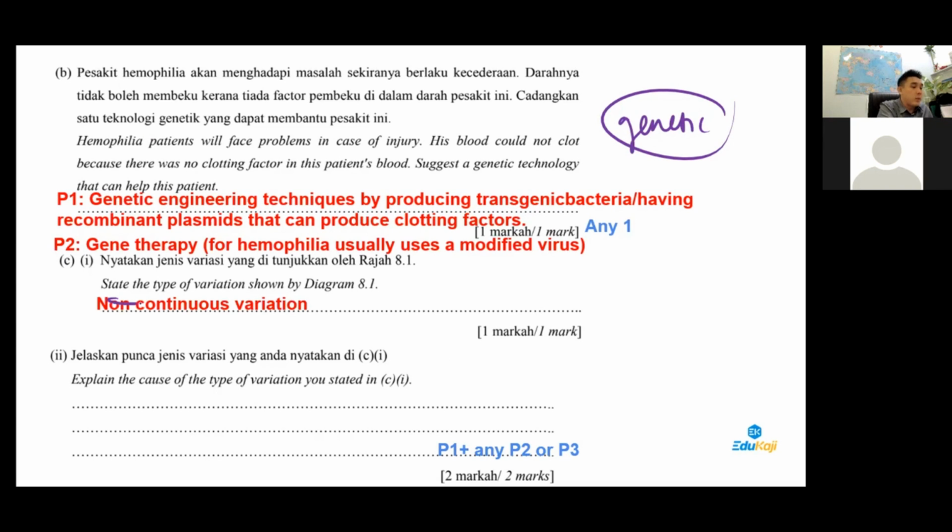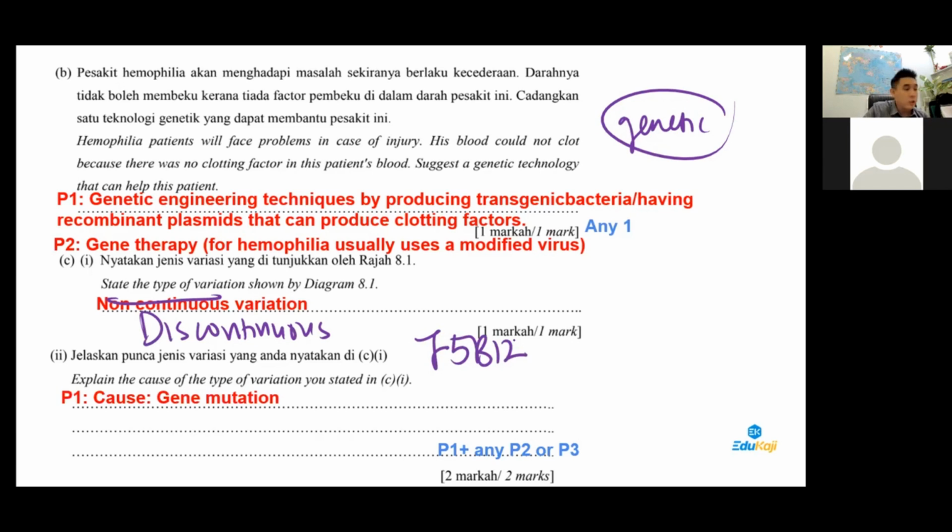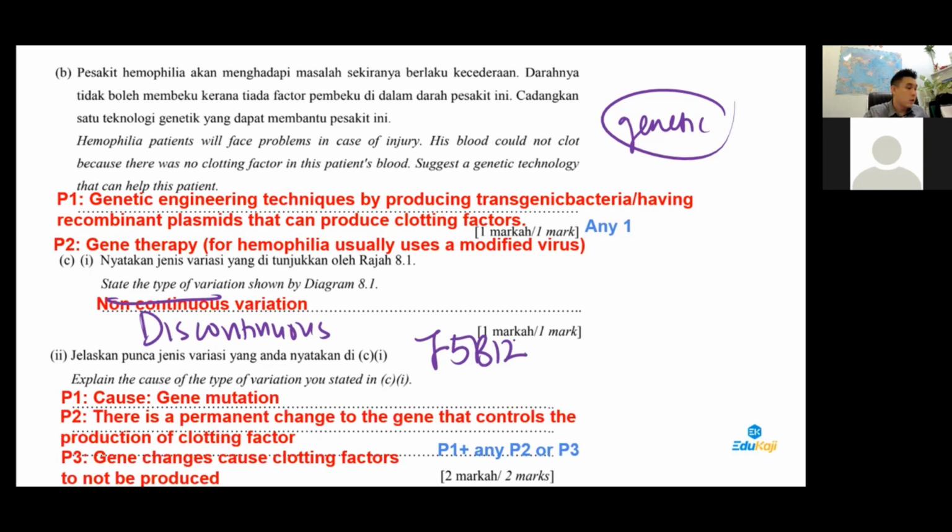Guys, this is a discontinuous variation. What's the cause, guys? This is from Form 5 Bab 12. At the end of Form 5 Bab 12, you'll see gene mutation. Gene mutation is what causes this disease of hemophilia. It causes this clotting factor to not be produced.